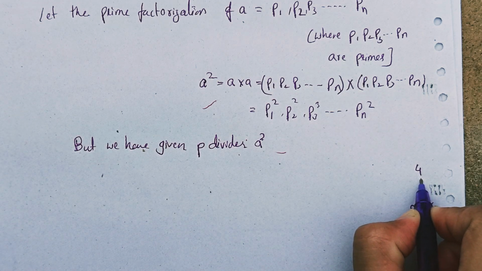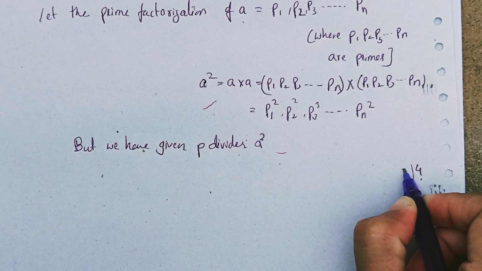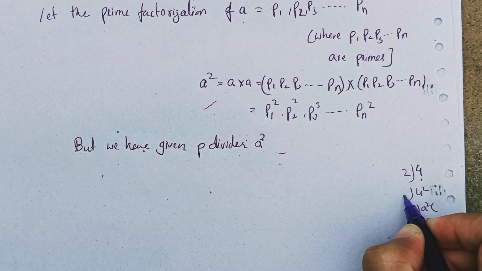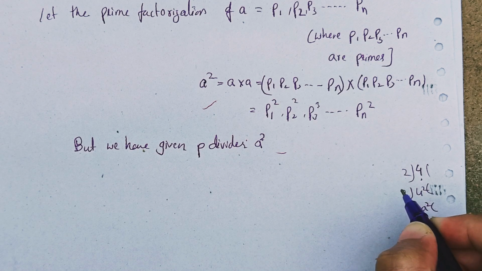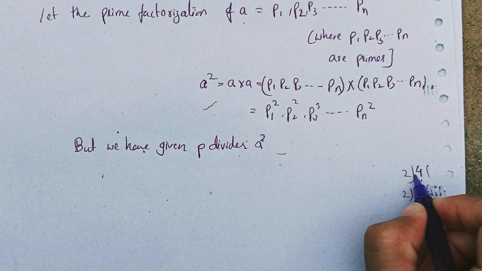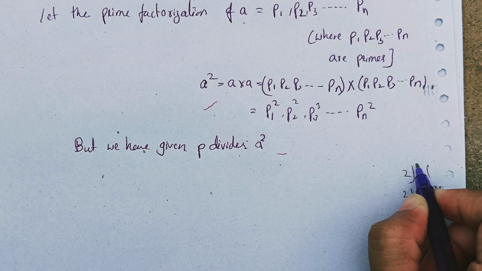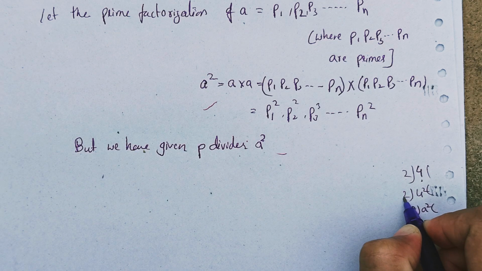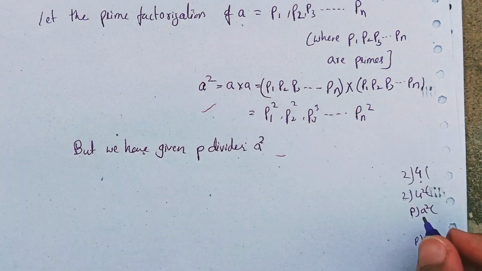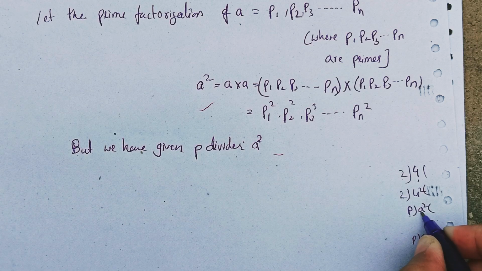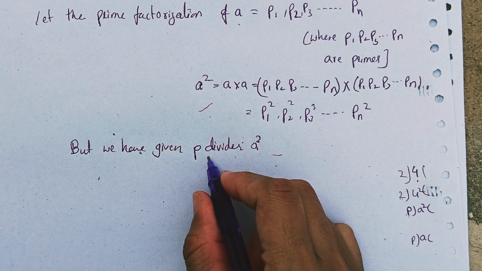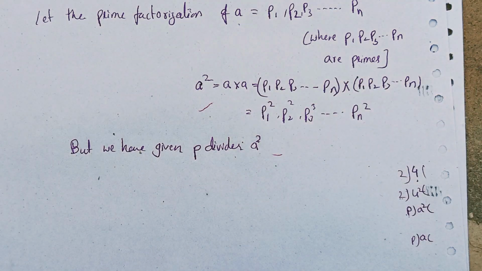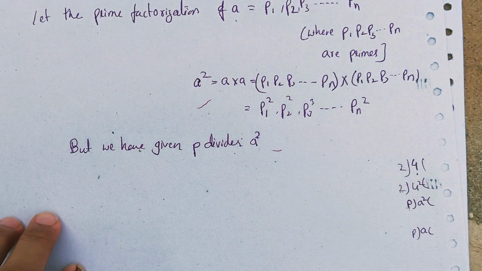4 is a composite number. If 4 is divisible by 2, then 4 square is also divisible by 2. Are you getting my point? If 4 is divisible by 2, then 4 square, which means 16, is also divisible by 2. That is what happens here also. See here, 4 square is nothing but a square. A square is divisible by p, then a is also divisible by p according to the fundamental theorem of arithmetic. That is what I am trying to explain here.